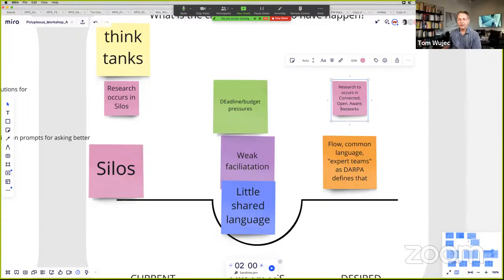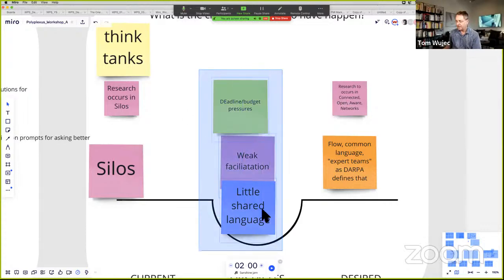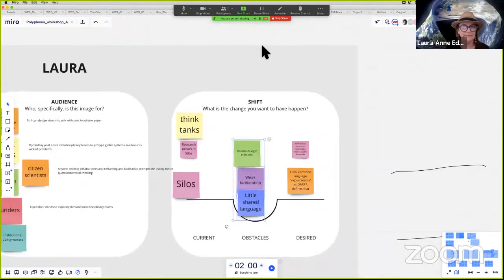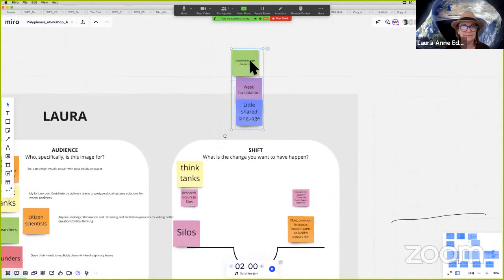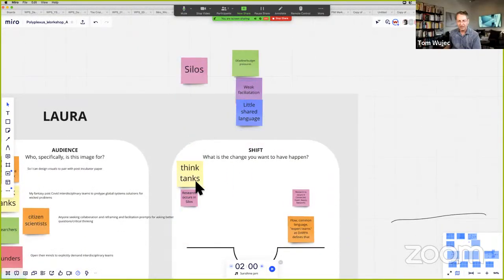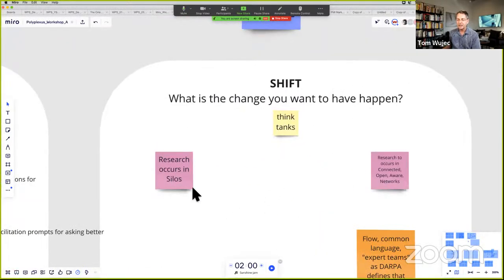Great. So let's just move these off to the side for the time being. Okay, and I'm going to move this here. I'm going to just change this image so it's a little cleaner, so we know it's for think tanks. And the current state is that research occurs in silos, and you want to move it to it occurs in connected, open, aware networks. You see the shift that happens now? So again, just by stating that, that would be great.